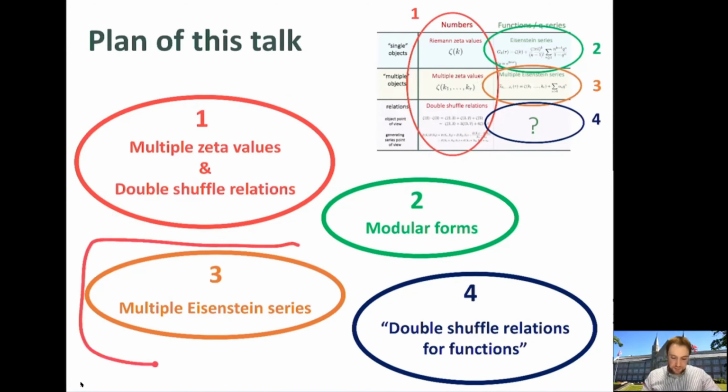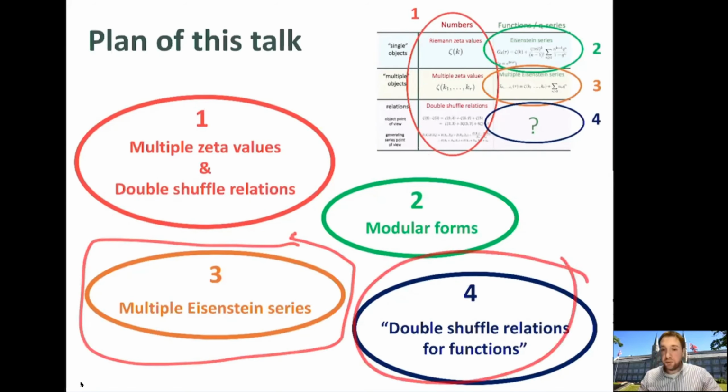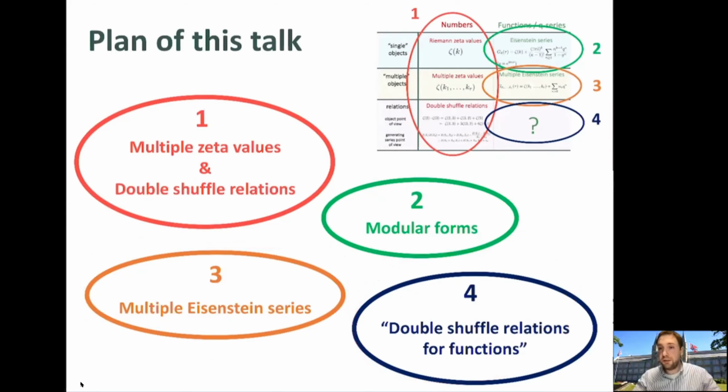And then in the third part, I want to somehow explain one part of this Broadhurst-Kreimer conjecture by using these multiple Eisenstein series. And then at the end, I want to talk about these double shuffle relations for these functions.